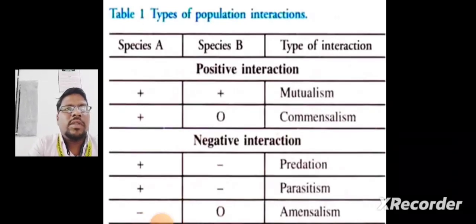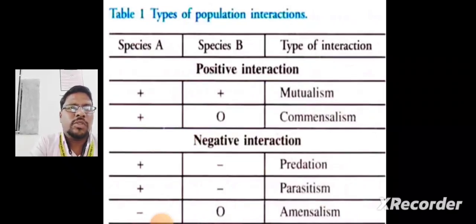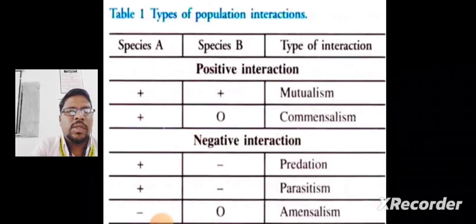Species A and B, type of interaction. Positive interaction, both are beneficial: mutualism. Positive and neutral: commensalism. Negative interaction, where one is positive and one is negative, is called predation. One positive, one negative: parasitism. One positive and no effect on the other: commensalism.